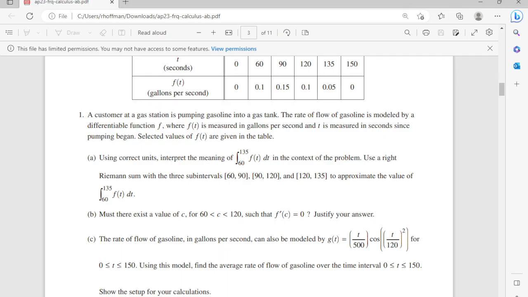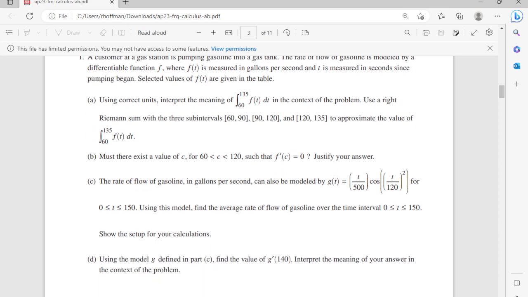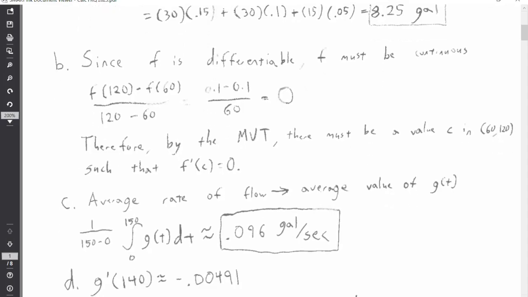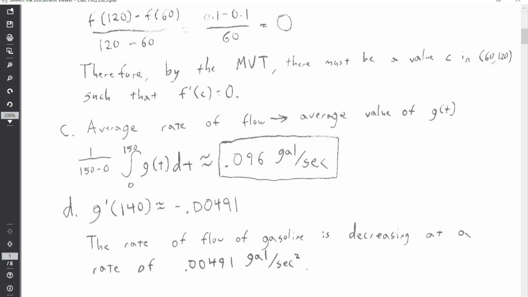Then finally in part D with this function, find g prime of 140. This is where we need that interpretation of the derivative. G prime of 140, just type it into the calculator. And g prime, remember g is already the rate, so g prime will be the rate of the rate. So the rate is decreasing at a rate of 0.00491. Since g was in gallons per second, g prime should be in gallons per second, or gallons per second squared.